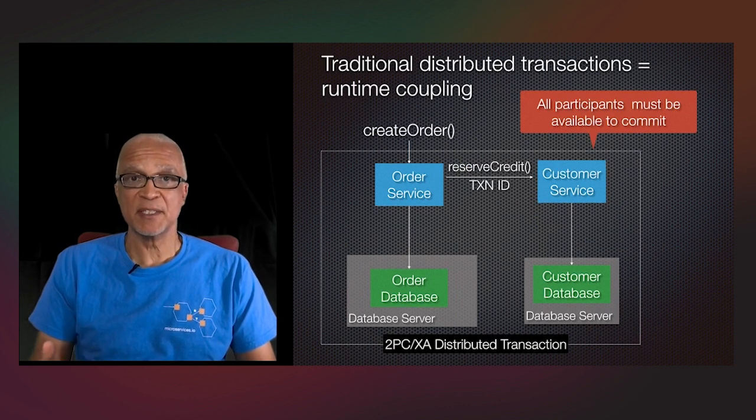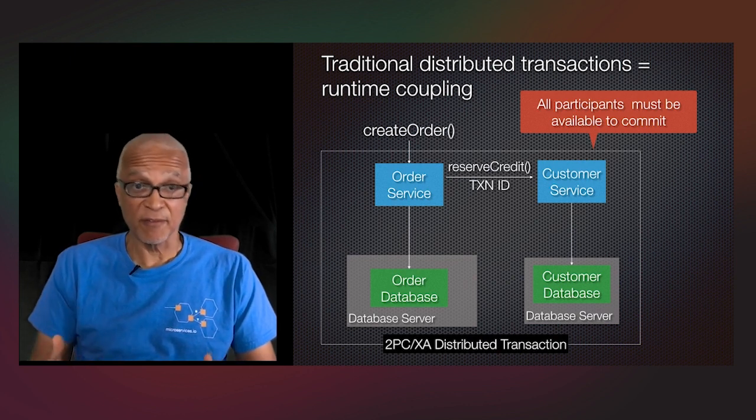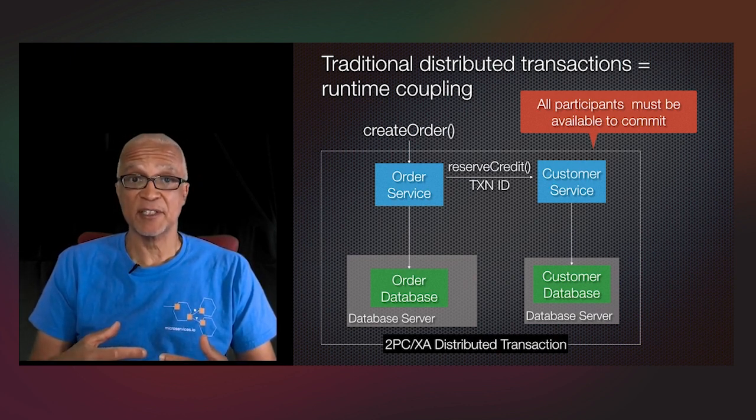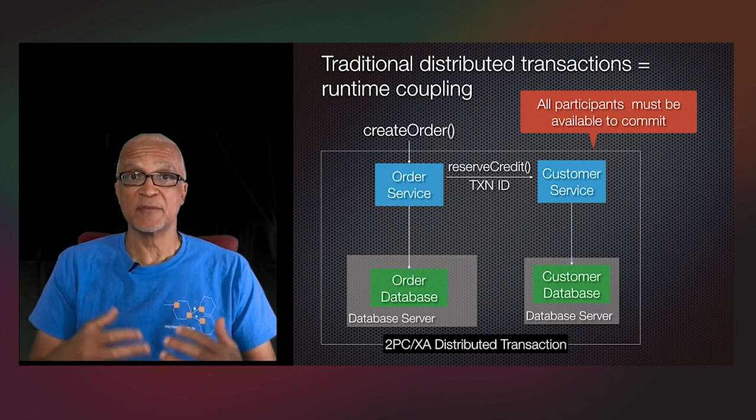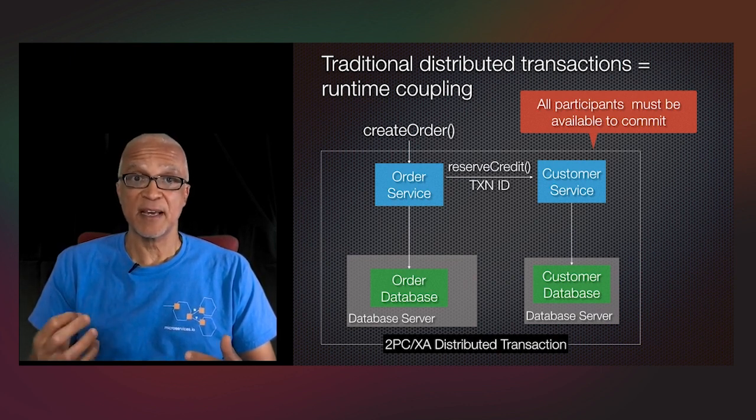You might be tempted to use traditional distributed transactions, which are also known as two-phase commit. Whether this is straightforward depends on your technology stack. For example, Java microservices can use JTA. However, one major drawback of two-phase commit is that it is a form of runtime coupling. All of the participants must be available in order for the transaction to commit.